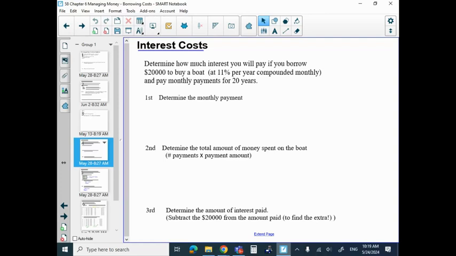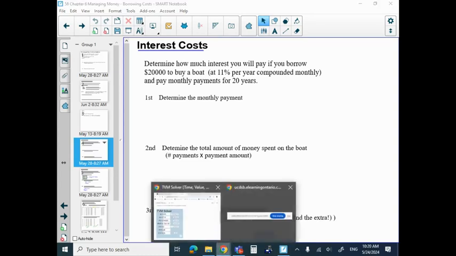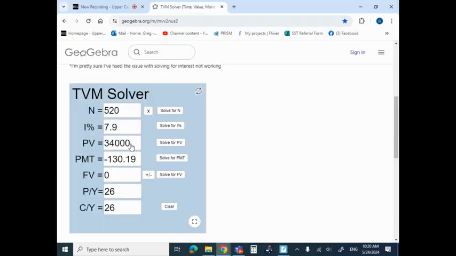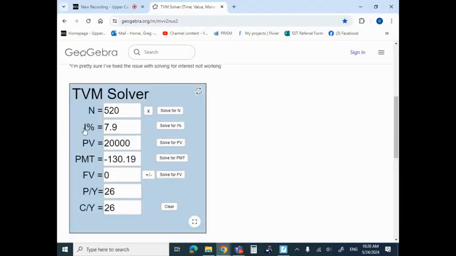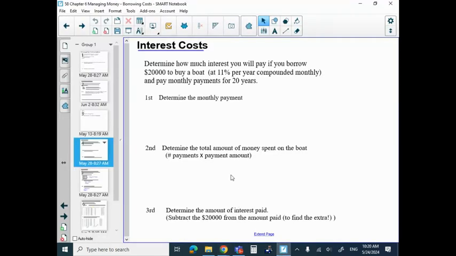So here we go. We're going to put in 20,000 for the loan amount. That's our present value. So $20,000. And what else do we have from the question here? We got 11%. This one's just from another question I was working on. What else? We have 20 years of monthly payments.